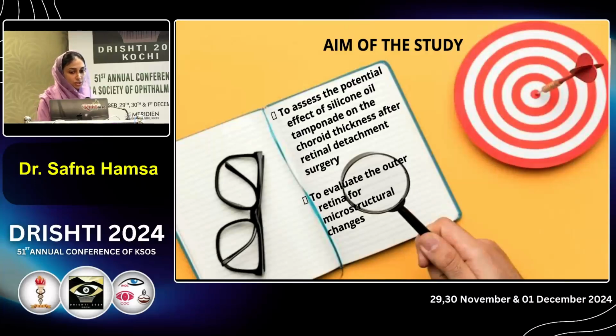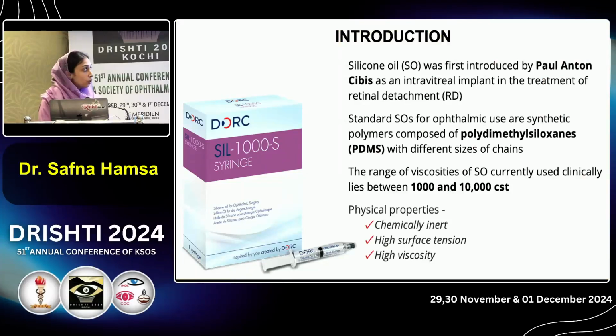Silicone oil was first introduced by Paul Anton Sibitz as an intravitreal implant in the treatment of retinal detachment. Silicone oils are synthetic polymers of polydimethylsiloxanes with a viscosity ranging from 1000 to 10,000 centistokes. But in clinical practice, we use 1000 to 5000 centistokes. Silicone oil is chemically inert, and it has a high surface tension and a high viscosity.